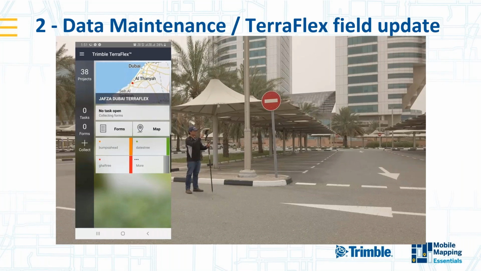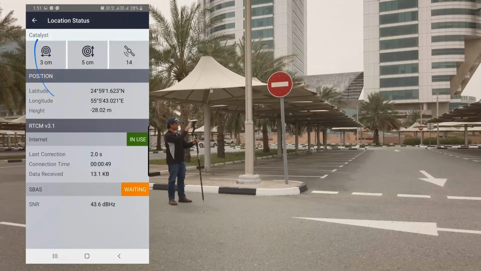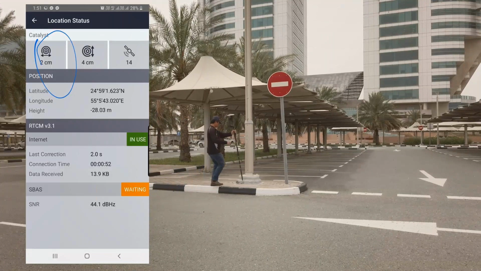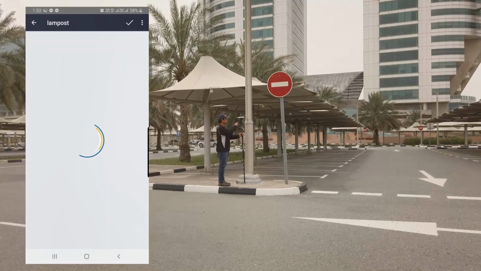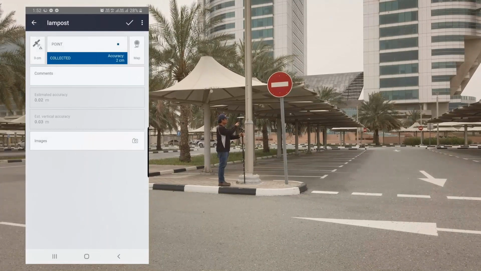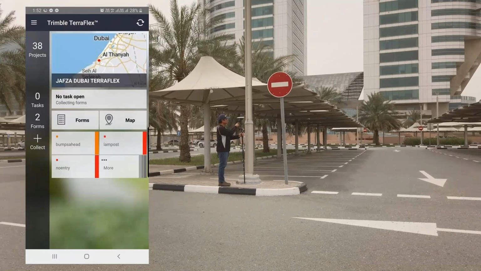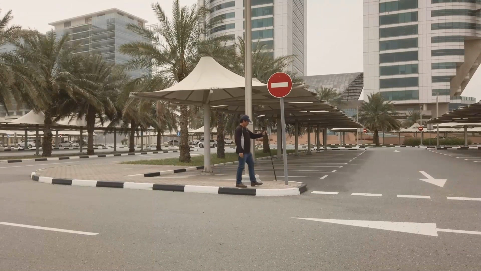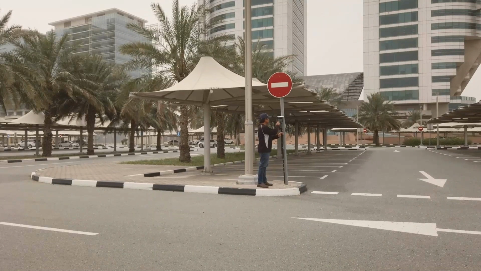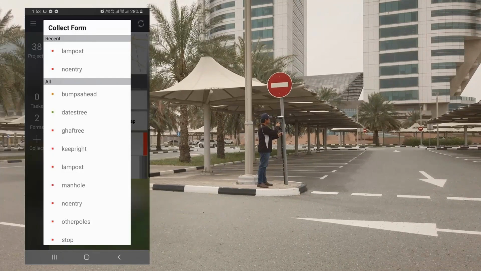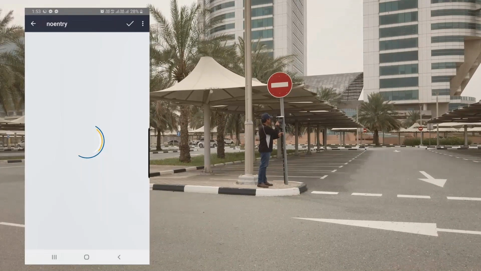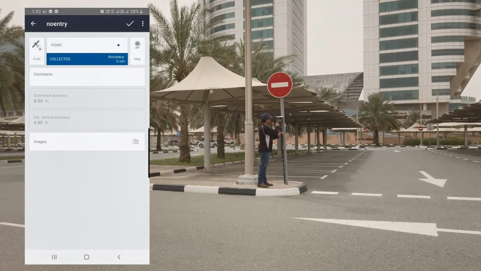So the reason why we're saying use TerraFlex for data collection and update, and here as you can see, by the way, that's me. So here as you can see, with the TerraFlex you can get centimeter level of accuracy. It's the same as the SiteVision, right? So in the open area or open space like this with less multipath or GNSS signal disturbance, you can really get this much of accuracy.